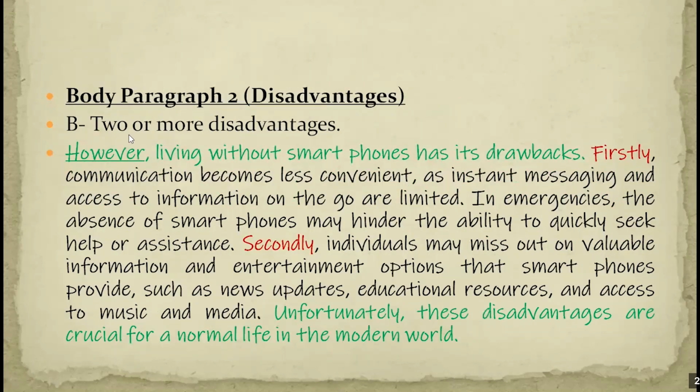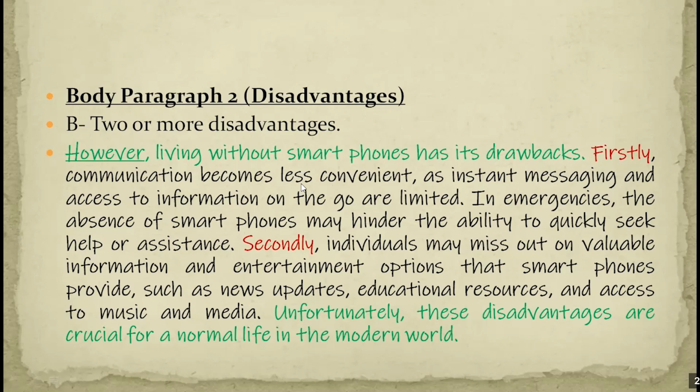Or you could write about two or more disadvantages. However, again, you have to start with something like, however, on the other hand, in contrast, something like that. Living without smartphones has its drawbacks. Again, we have a topic sentence. We say drawbacks, right? And then we illustrate using the same organizational words, first, second, third, and so on.